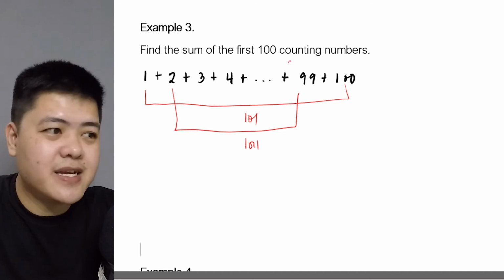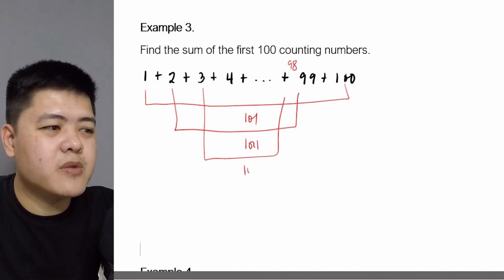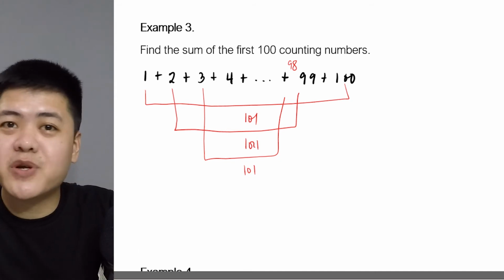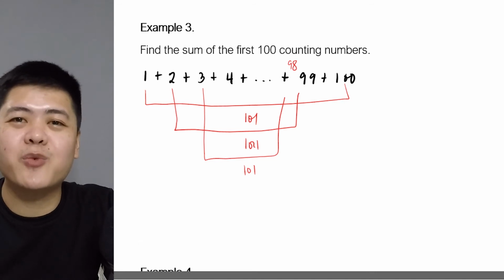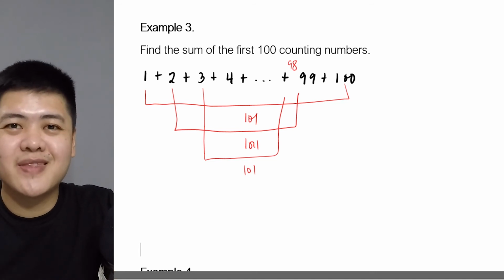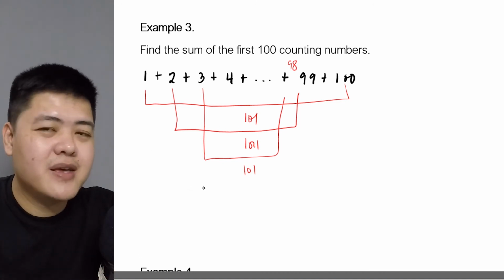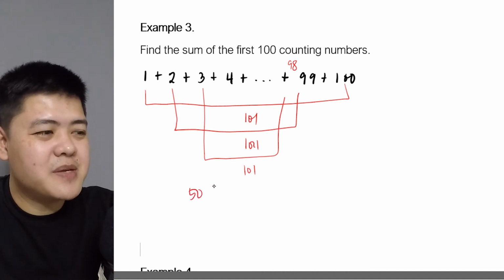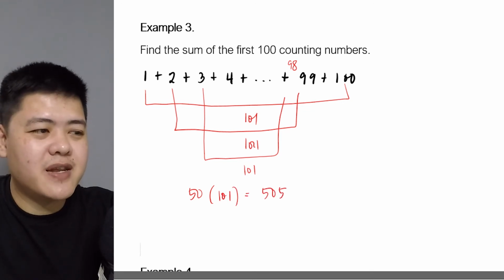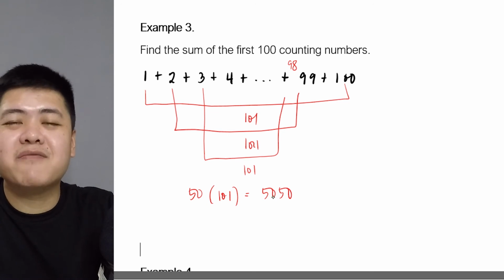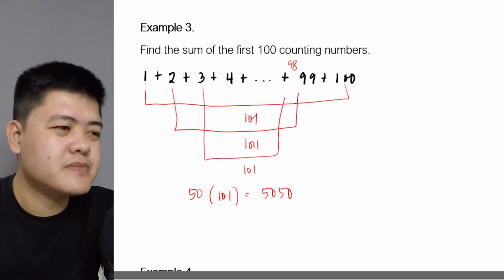And then we have 98 here, di ba? 98 plus 3 is also 101. And 97 plus 4 is also 101. So, lahat yun ay 101. Ang tanong, ilang 101 meron? There are 50 101. So, ang ginawa nila ni Carl Gauss is 50 times 101, which is 5,050. Ayun yung sagot natin dito. 5,050. The sum of the first 100 counting numbers.